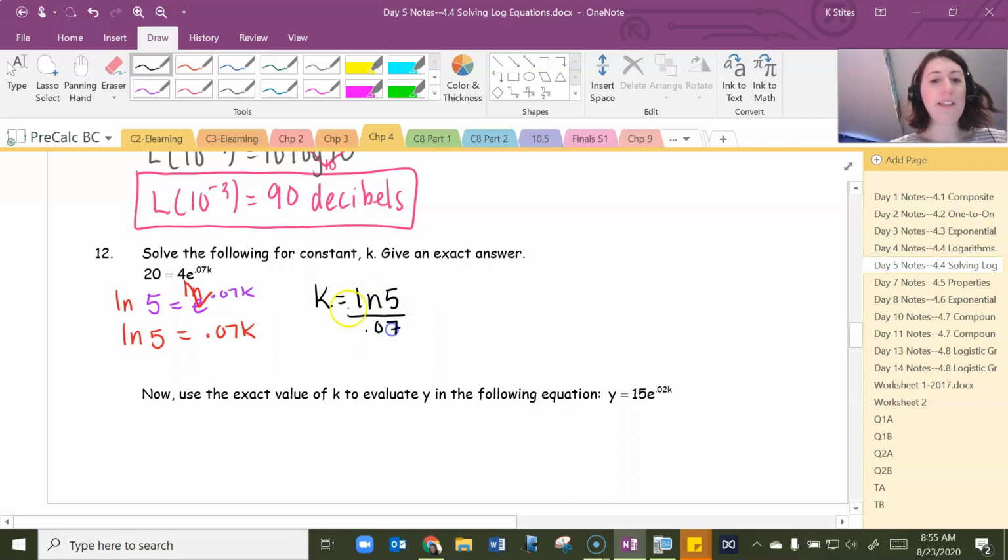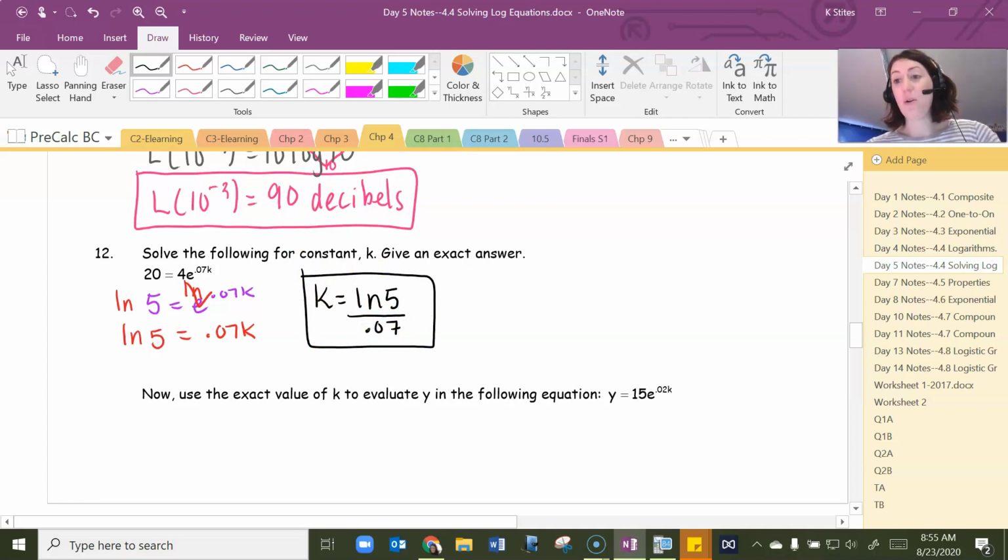Now, for whatever reason, people always really want to round k. K is a constant. You should always leave it as exact. Okay, do not round k ever. So now let's use the exact value of k to evaluate y in the following equation. So we'll just go ahead and plug this guy in.